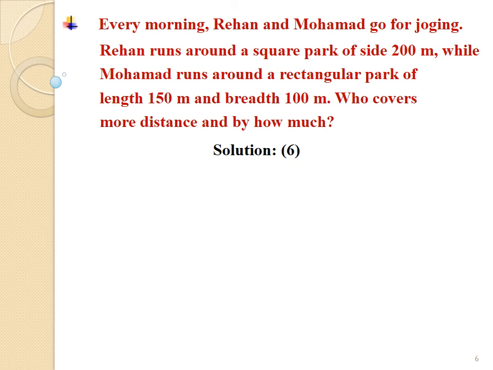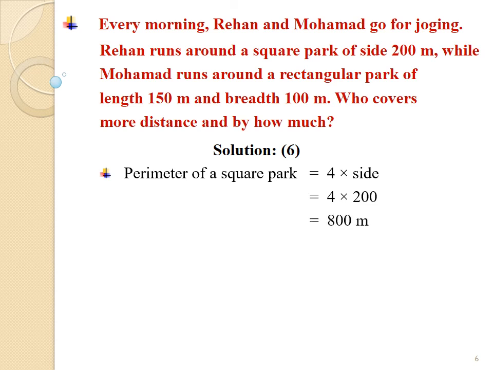Perimeter of a square park equals 4 into side, which equals 4 into 200, which equals 800. Thus, the distance covered by Rehan is 800 meters.